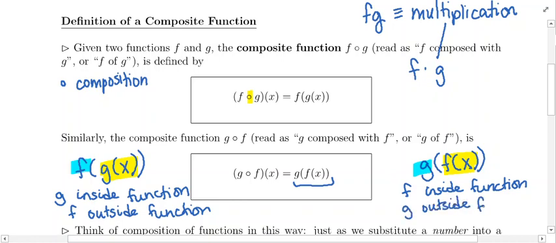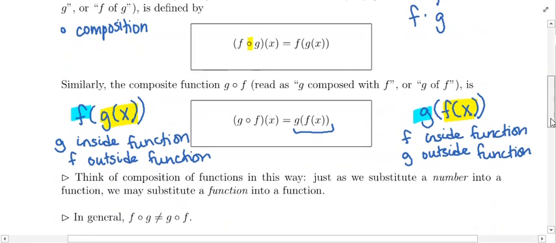So that's the hallmark of composition. You have an inside function and an outside function. It's going to matter which function is on the inside and which one's on the outside. So the order you do composition in is going to matter. Sometimes f of g of x will be equal to g of f of x, but not always. You've got to go into it knowing that order matters. You've got to pay attention to which function is on the inside and which one is on the outside.